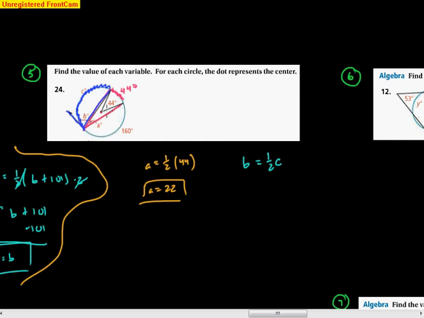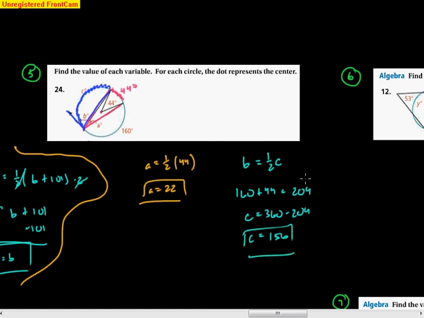If you notice the two arcs that we already have, we have 160 and 44. Add those two together. That is 204. That is 2 of the 3 arcs that make up the circle. So to find C, I'm going to take 360 minus 204. So C is going to be 156.